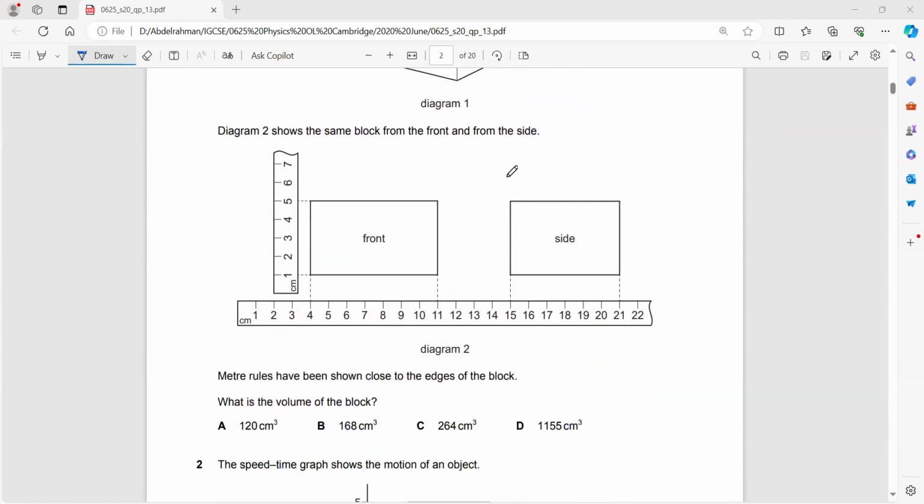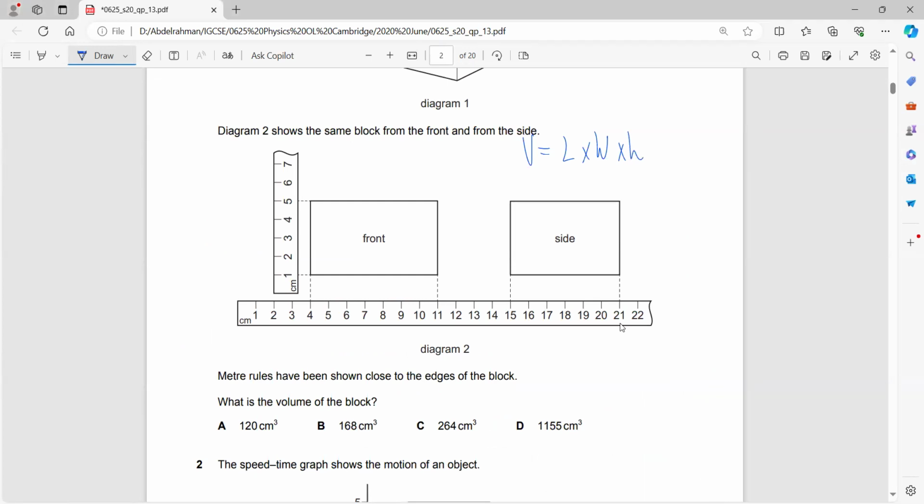Diagram 2 shows the same block. What is the volume of the block? How can I measure the volume of this block? Can someone help me out? Any ideas? Volume is length times width times height, right? Length times width times height.